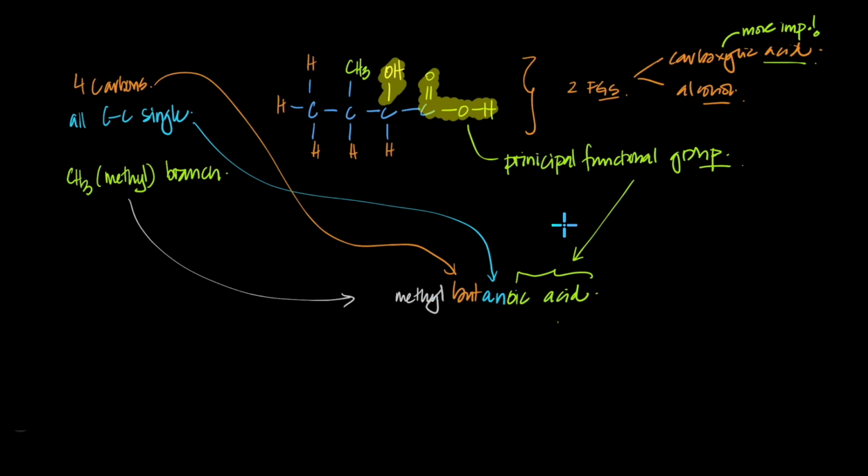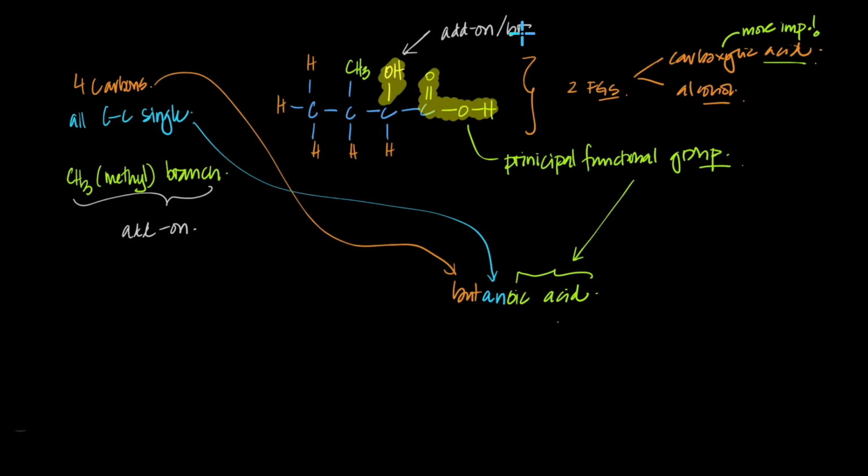But now I missed something else out. There are two branches. There are 2 add-ons. So this is considered an add-on or a branch. And the second functional group is also considered an add-on or a branch. And when alcohol is an add-on or branch, it's called hydroxy. And obviously, I'll tell you all this again. Okay.